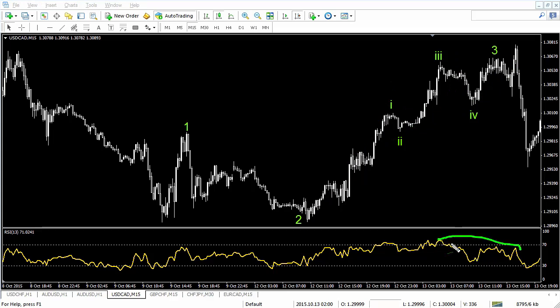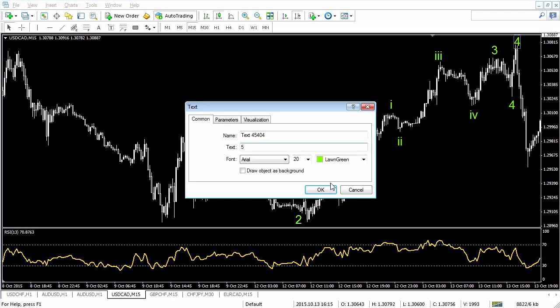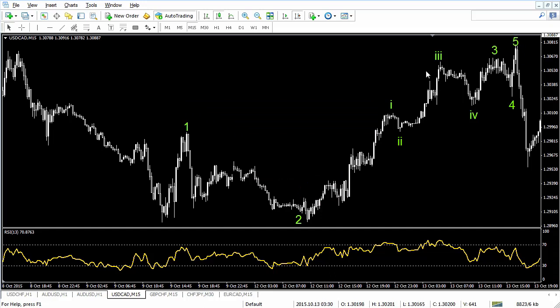And over here we have a divergence. We know that in extended waves, divergence appears between the waves 3 and 3 on the RSI. So everything should be fine. After that, this pullback should be the wave 4 and the wave 5. So technically speaking, more or less this is some sort of extended wave. And we know that after an extended wave, a 9-wave move, we should see a 3-wave move pullback.